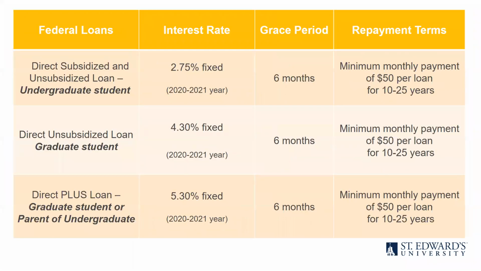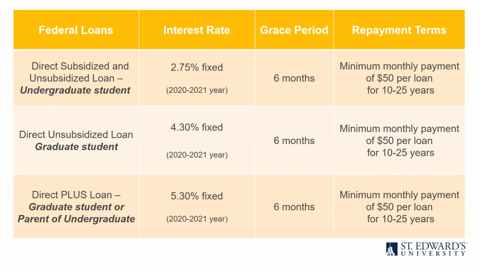So let's go on to look at some of the more financial details of each loan. These are broken down a little bit differently. I've organized this by who's borrowing the loan. So for an undergraduate student, undergraduate students can borrow the direct sub or unsub loans. The interest rate for this current academic year is 2.75%, and that is fixed. These loans will have their interest rate reevaluated at the beginning of every fiscal year. So around July 1st, we'll find out what the interest rate is going to be for the 21-22 academic year.